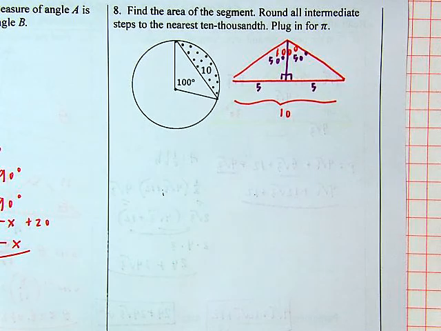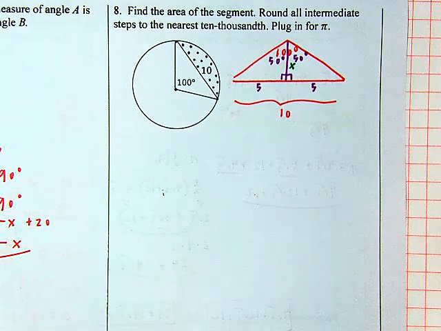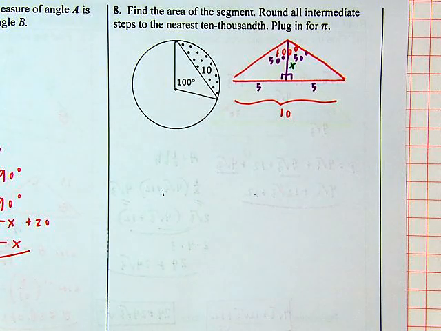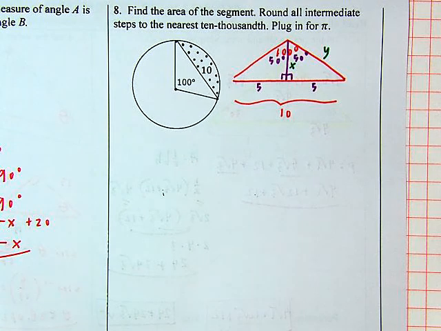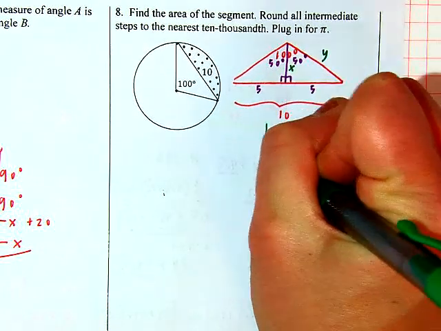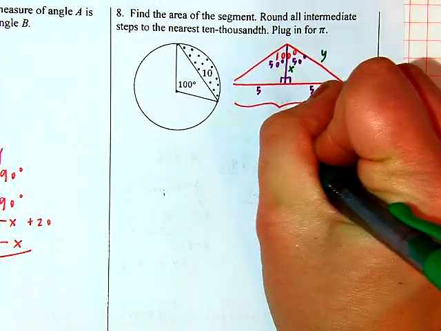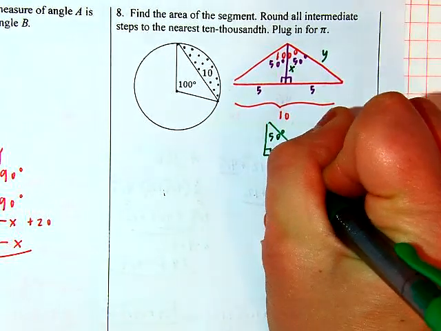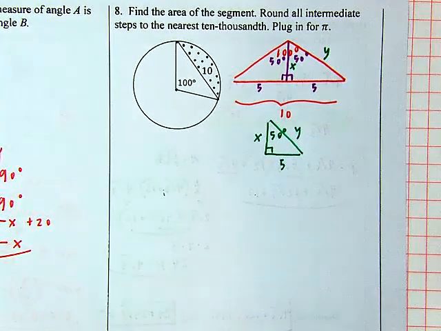And now I know what to do from here. Let's say that I call this part x. That would be the height of the triangle. And this part y. That would be the radius of the circle. Let me just draw one of those two right triangles out to the side just to see things even more clearly. So this is 5, this is x, and this is y.